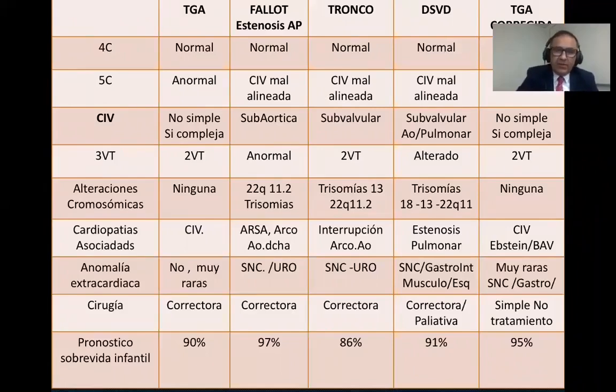In contrast, transposition of the great arteries, Tetralogy of Fallot, Truncus Arteriosus, and double outlet right ventricle generally have a normal 4-chamber view, while corrected transposition has an abnormal 4-chamber view, and that is how the diagnosis of corrected transposition is made.